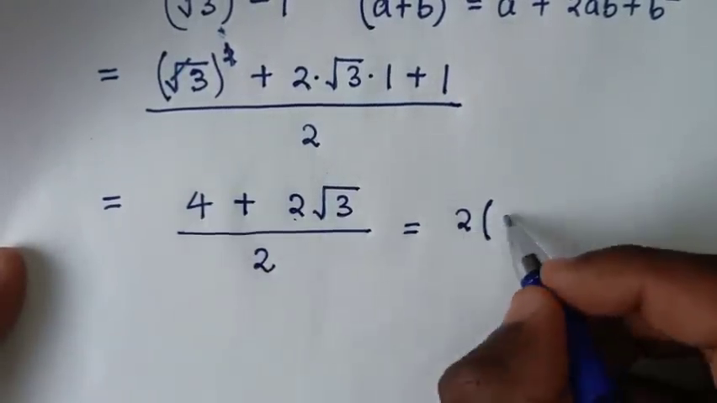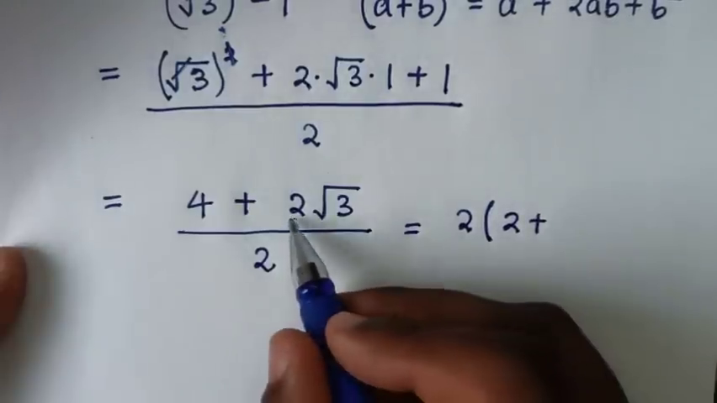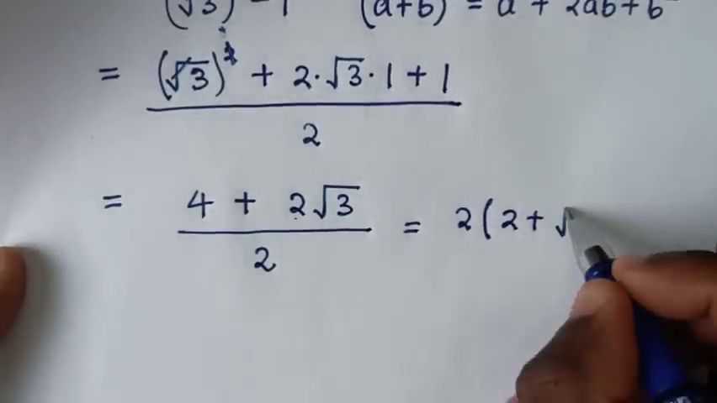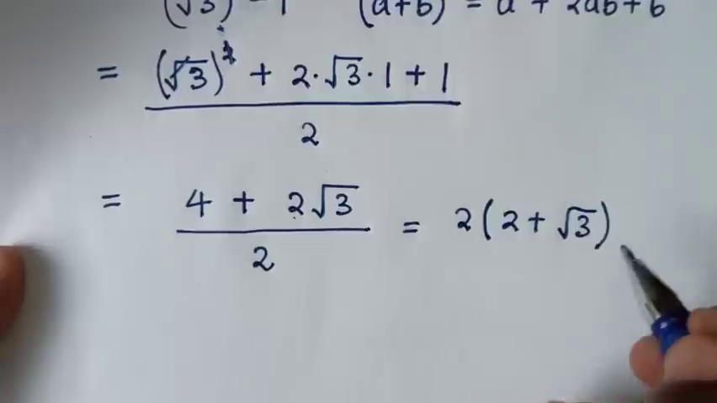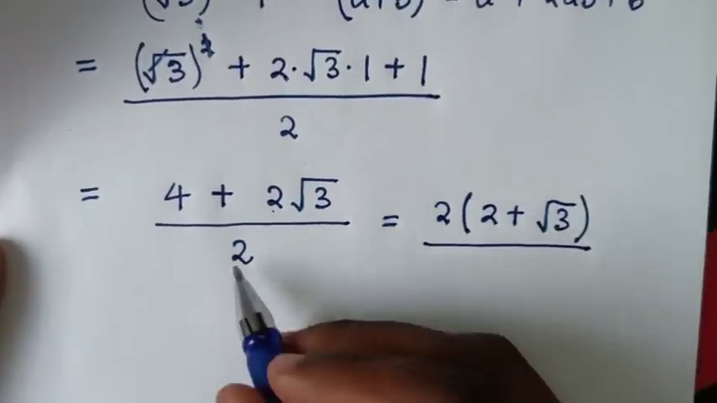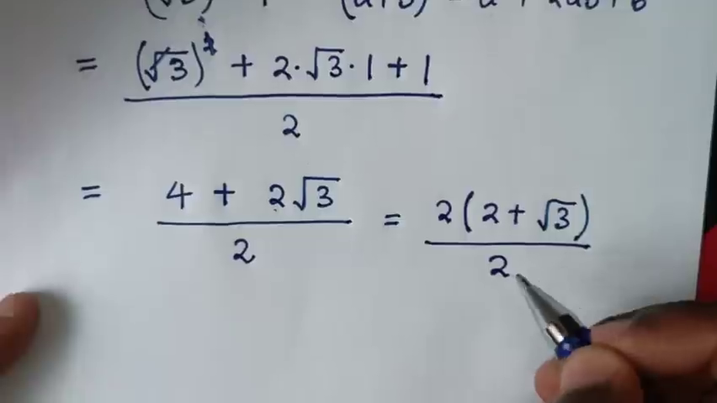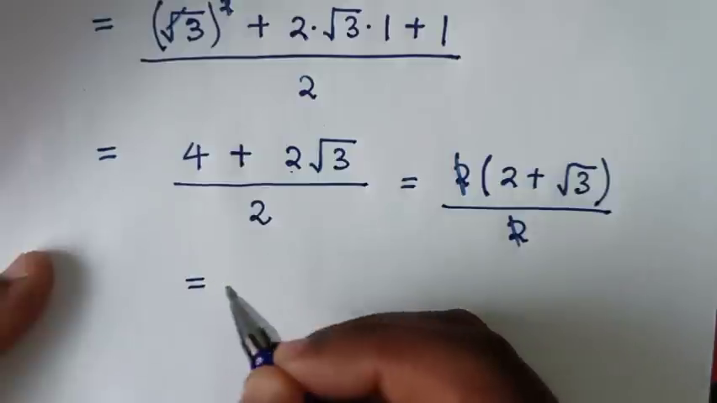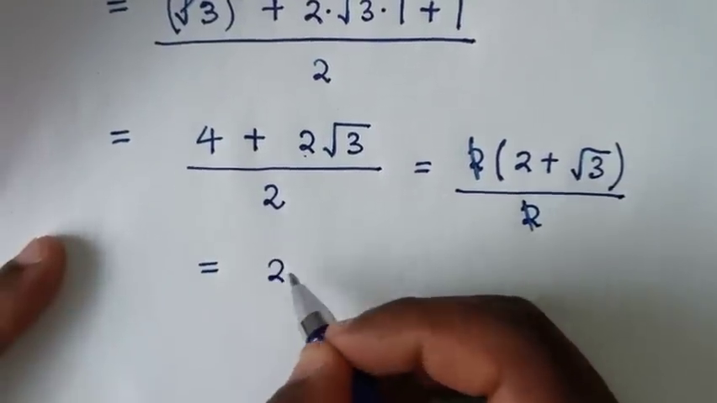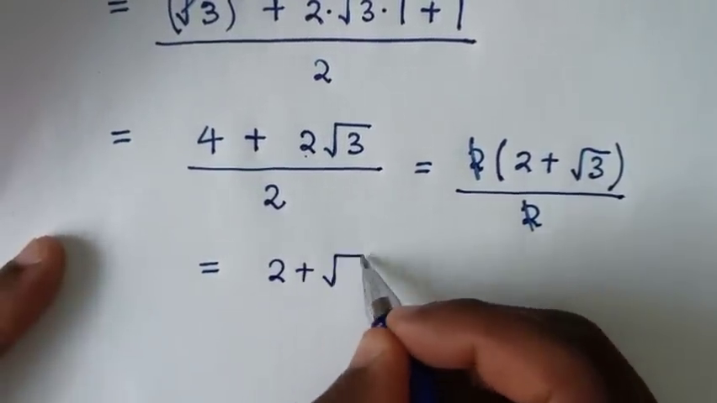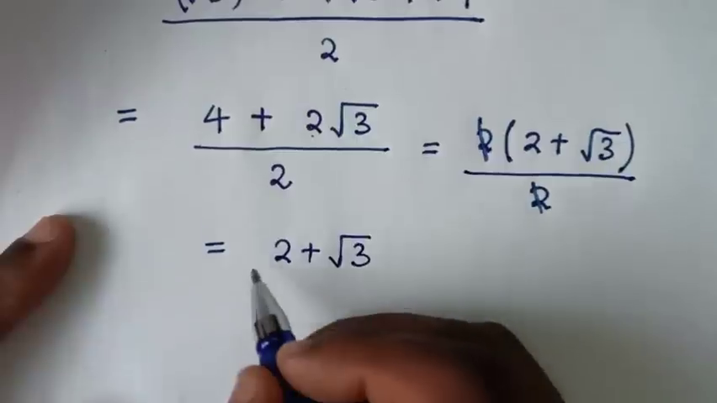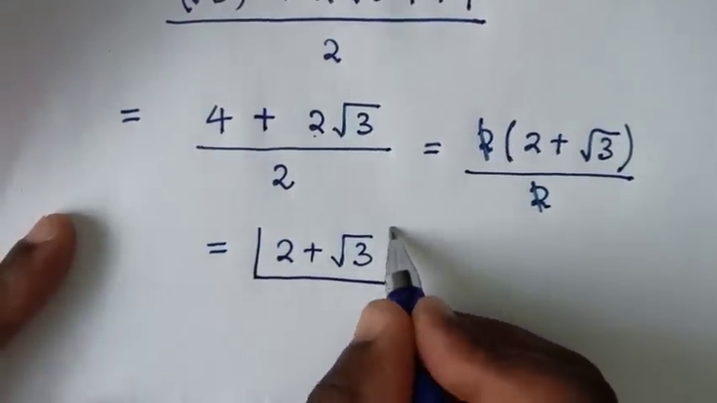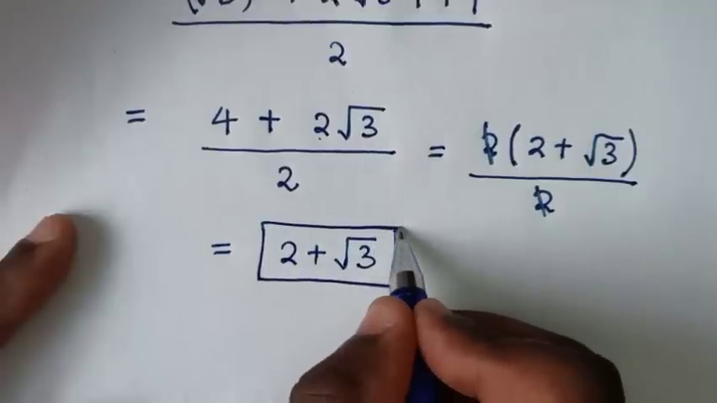4 divided by 2 is 2, plus 2 square root of 3 divided by 2 is square root of 3, bracket, then over this 2. So this 2 and this 2 will cancel, then it will be equal to 2 plus square root of 3. So 2 plus square root of 3 is our final answer.